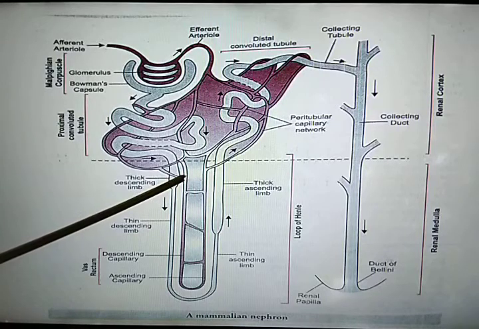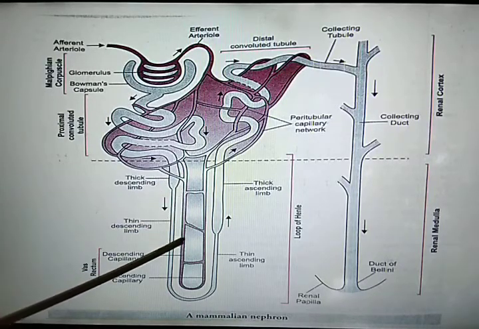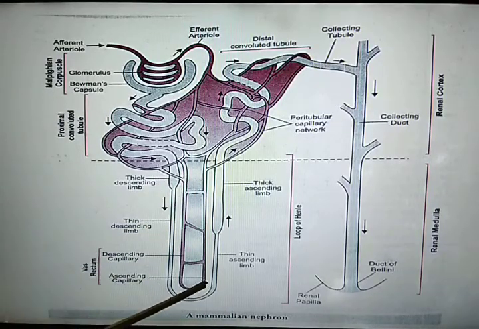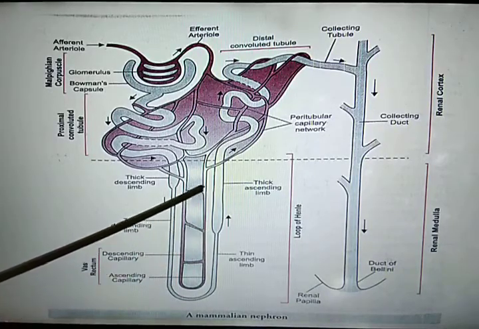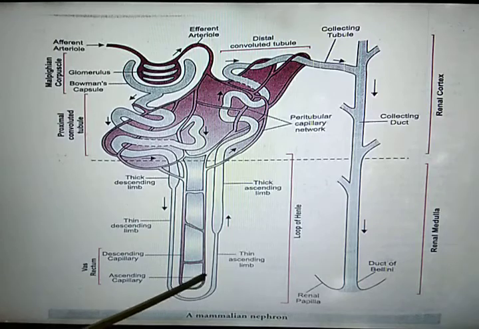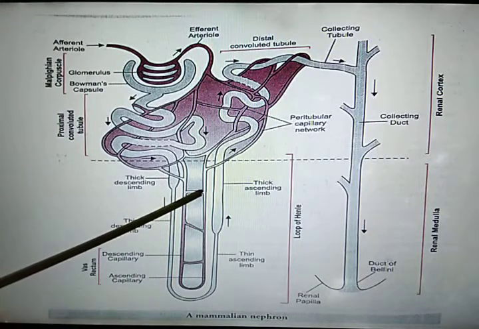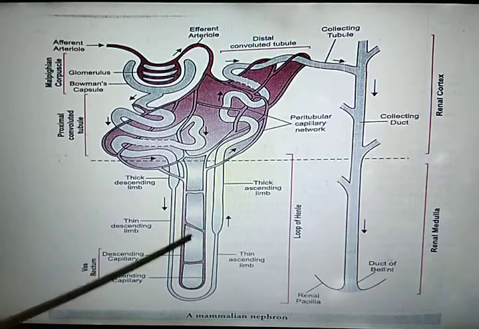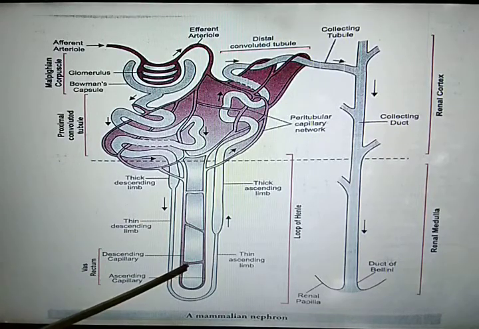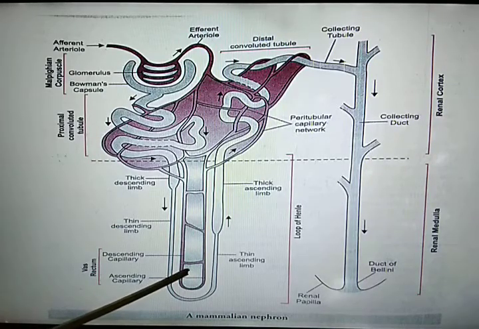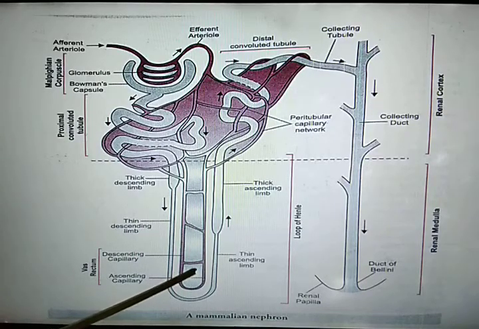runs parallel to the loop of Henle, forming a U-shaped structure. This U-shaped capillary is known as vasa recta. It is given here. So this is the vasa recta, and this vasa recta is highly reduced in cortical nephron. We will study about cortical nephron in the next part.